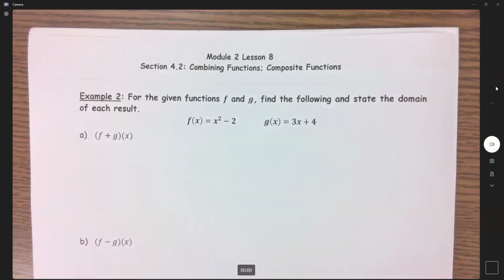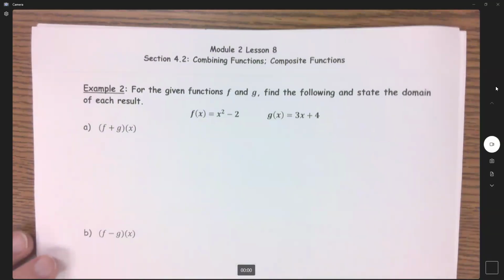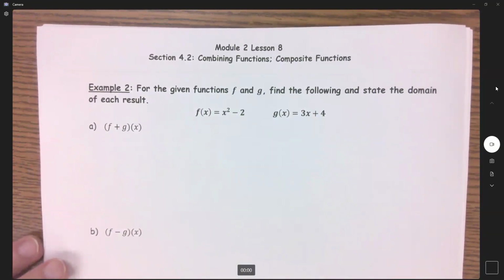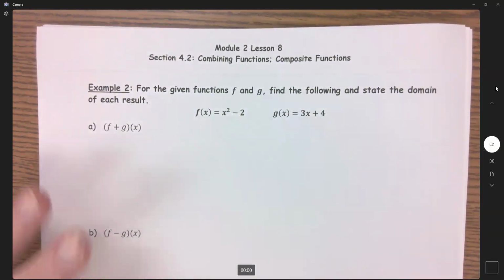I hope you had time to pause the video and try example 2 on your own. So I'm assuming that you did. So we're going to go through this example a little bit quicker.